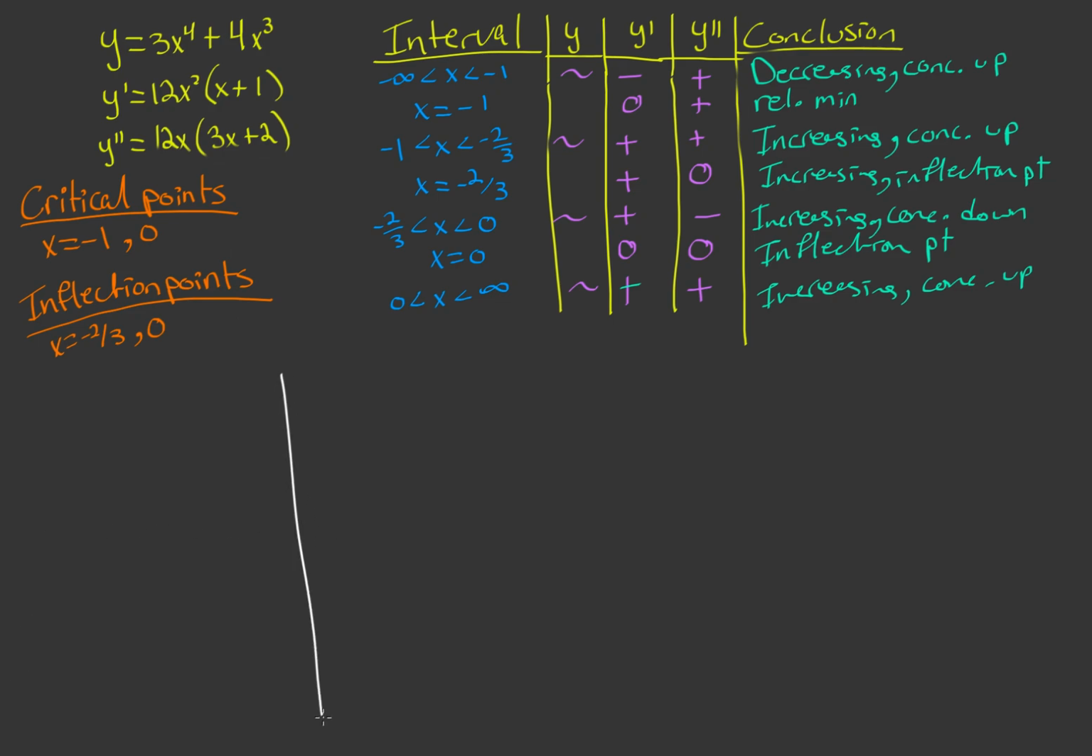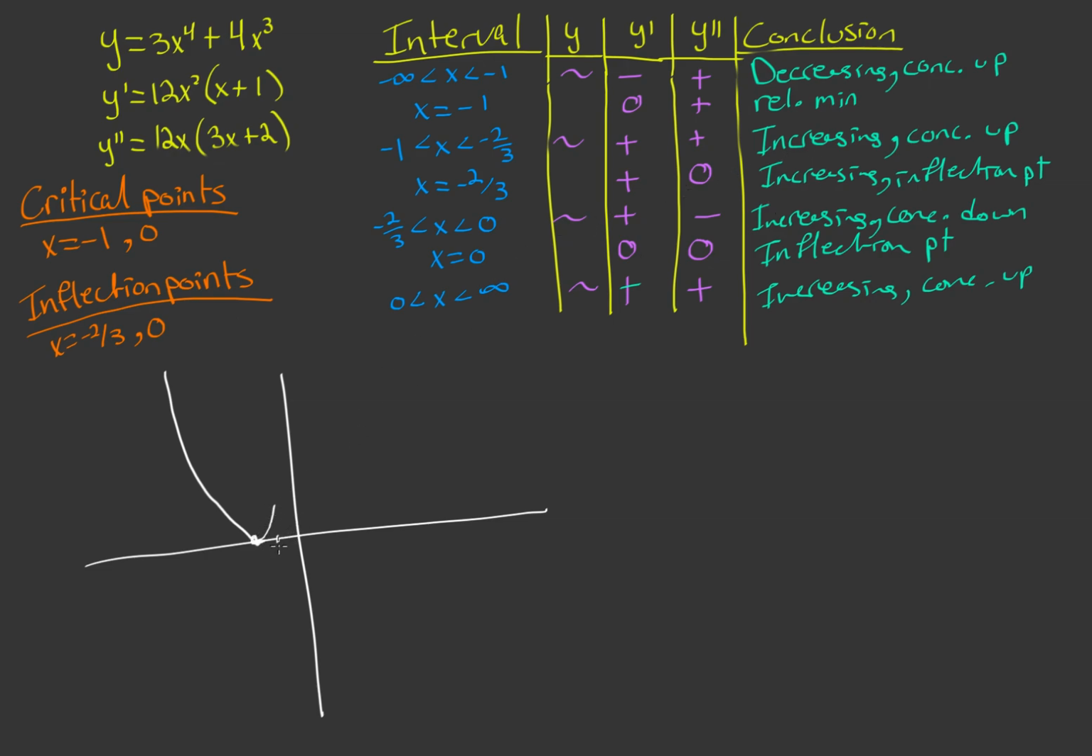So if we try to sketch this on a graph, it's decreasing and concave up until x equals -1. So up until a point where it reaches x equals -1, it's decreasing and concave up. Then at x equals -1, we have a relative minimum. So this is going to be a relative min, right? Then it's going to be increasing and concave up. So it's going to look something similar to this.